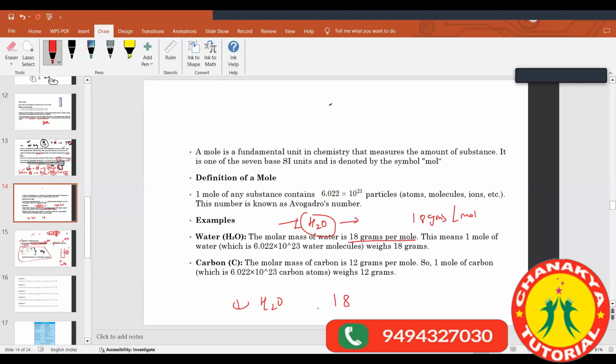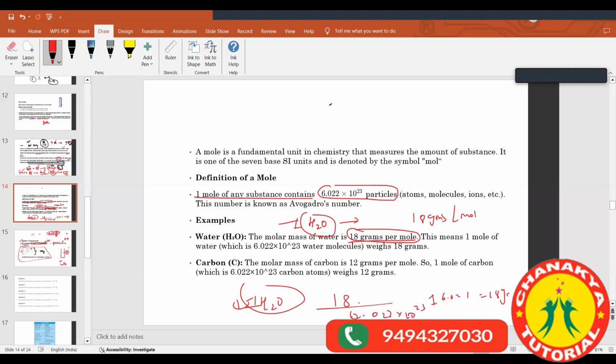So one molecule of water is H2O. I know that 1 mole of any substance contains this many particles, and the molar mass of water is 18 grams per mole. In 1 mole, you have 18 grams. So in 1 Avogadro number, 6.022 into 10 power 23, you have 18 grams. So simply, if I want to find the mass of one molecule, I can do 18 divided by 6.022 into 10 power 23. Can I do like that?